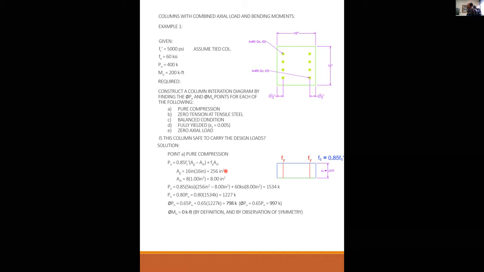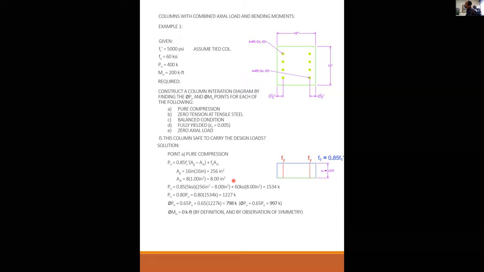Okay, let's go back here. So that's point A. That's my pure compression element. Any questions about the first fifth of this problem?